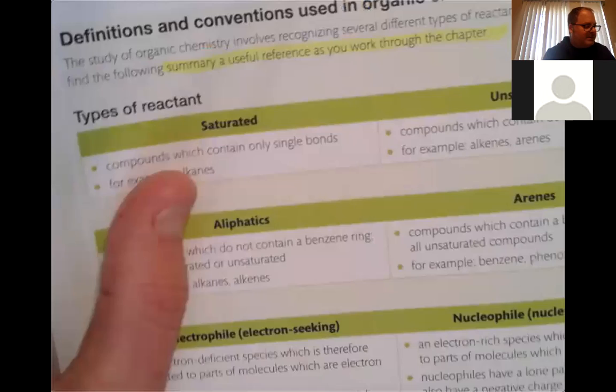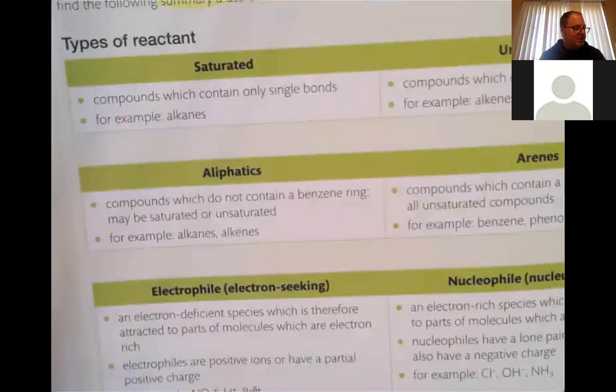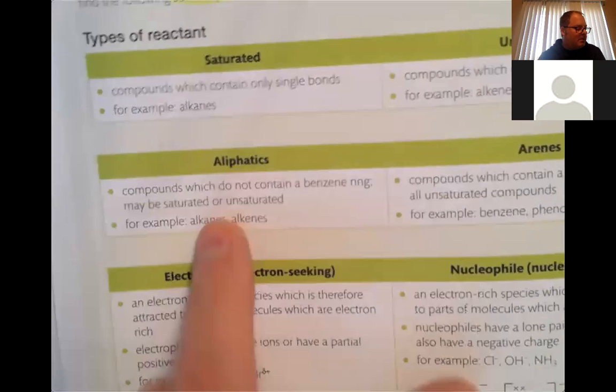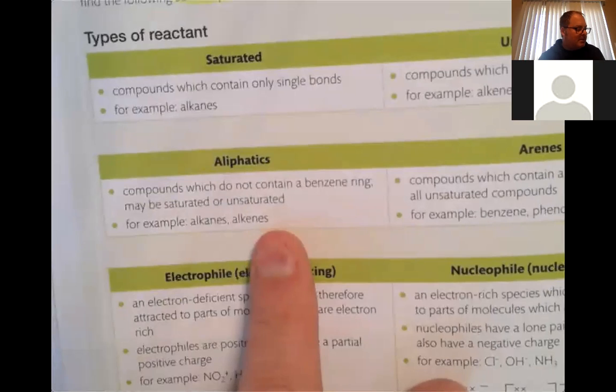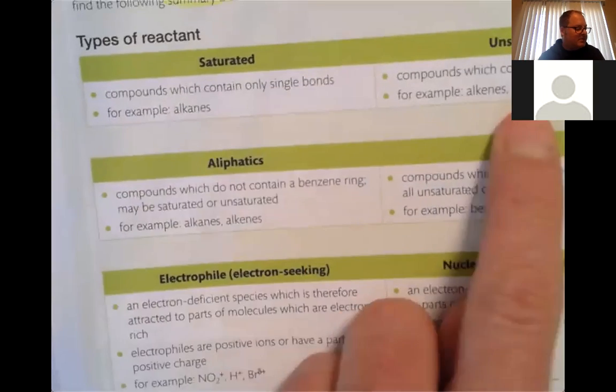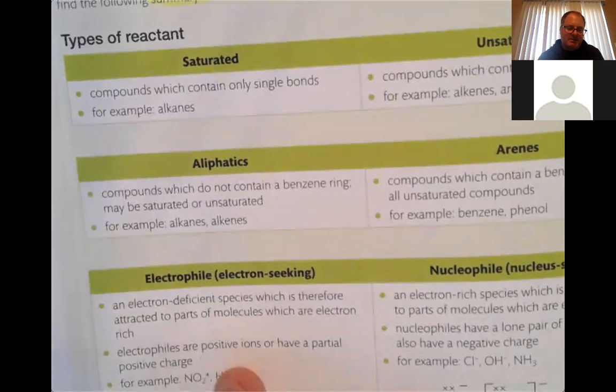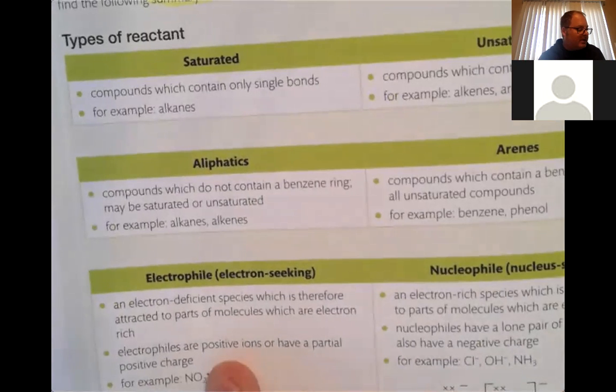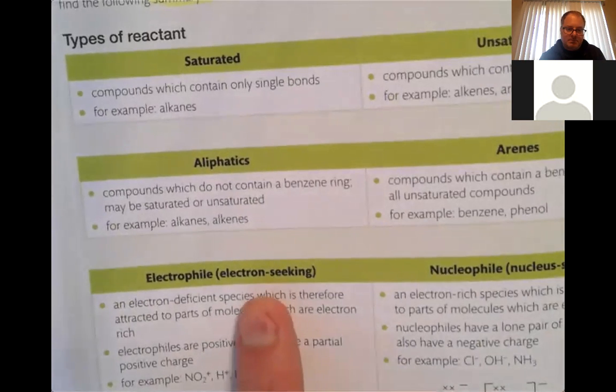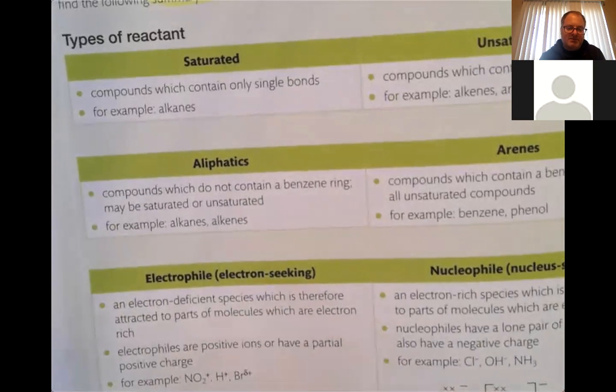So if we take a look on this page, this is a quick reference, you know, aliphatic versus arenes and saturated versus unsaturated. Did Mr. Verbrugge talk to you about electrophiles? No. Okay, so then you will want to get this definition down. Basically, electrophiles are positive parts and they are seeking electrons. So they are electron deficient, so they're searching for it.